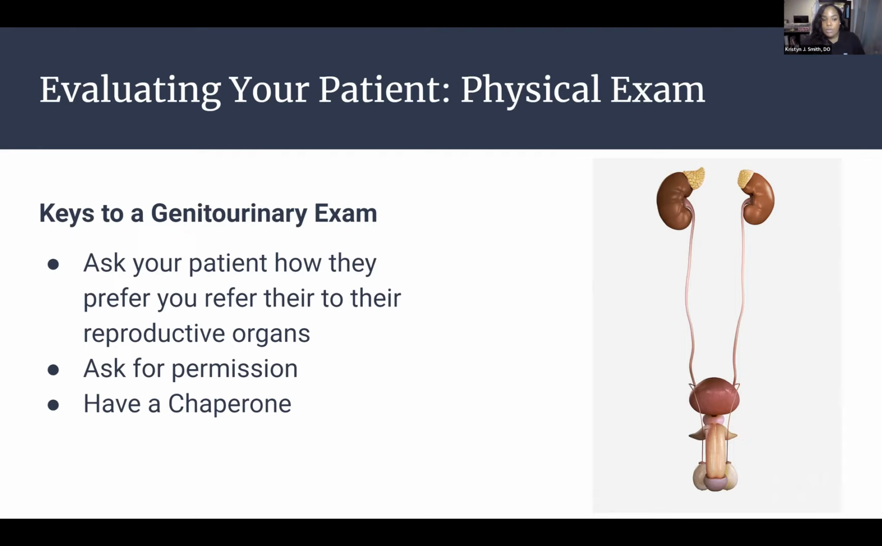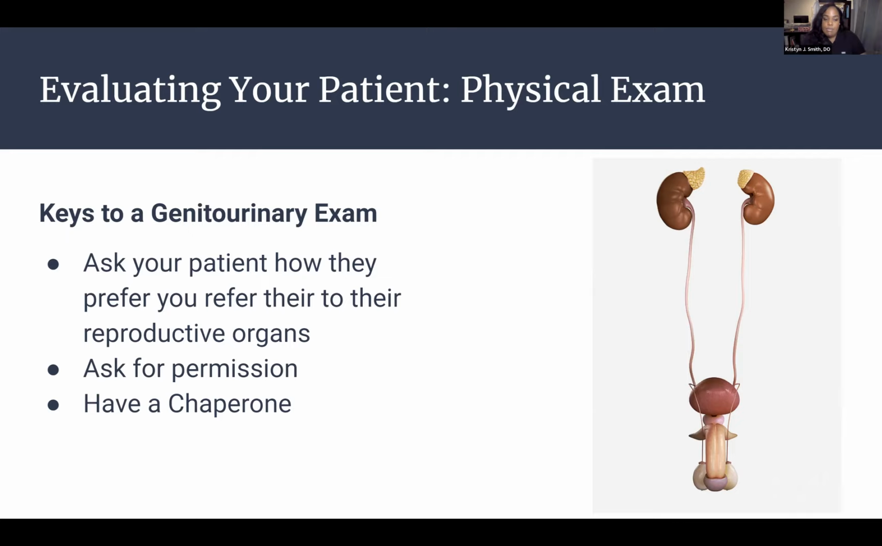Before you perform any type of genitourinary exam, you also need to ask for permission. You don't have to get a written consent form or anything like that, but you do need to verbally ask the patient, first of all, if they're allowing you to do the exam, but you also need to explain why they need to have the exam done, and specifically what are the specifics of the exam, and then also make sure that they consent to having this particular exam performed.